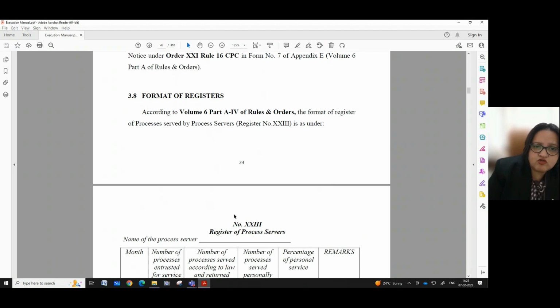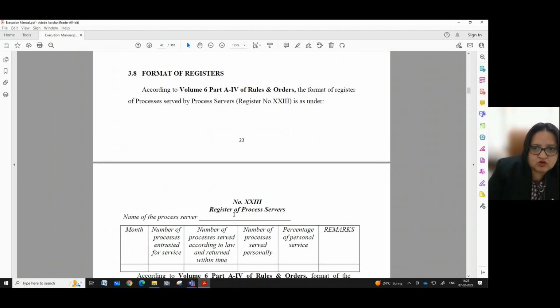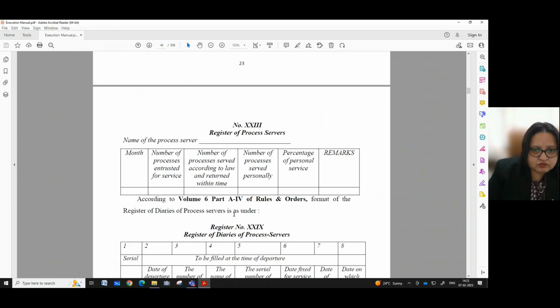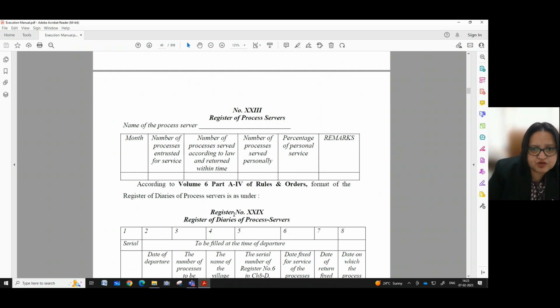It says, according to Volume 6, Part A4 of Rules and Orders, the format of register of processes served by process server, register number 23, is as under. Number 23, register of process servers, name of the process server. Then in column number 1, there should be a month, number of processes entrusted for service. There's column number 2, number of processes served according to law and returned within time, column number 3, number of processes served personally, column number 4, percentage of personal service, column number 5.